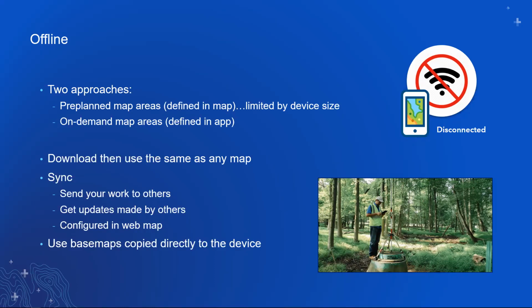The other option is the on-demand map areas. That option allows you to define your area of work or your area of interest within the app. You have to be in connectivity, but you're doing this all in the app as opposed to doing it in ArcGIS Online, in the web map, or in ArcGIS Enterprise. Then once either of these approaches has been put into place, you'll download your area of interest and start to work with it within your device. So let's go ahead and do that and show you what that looks like.